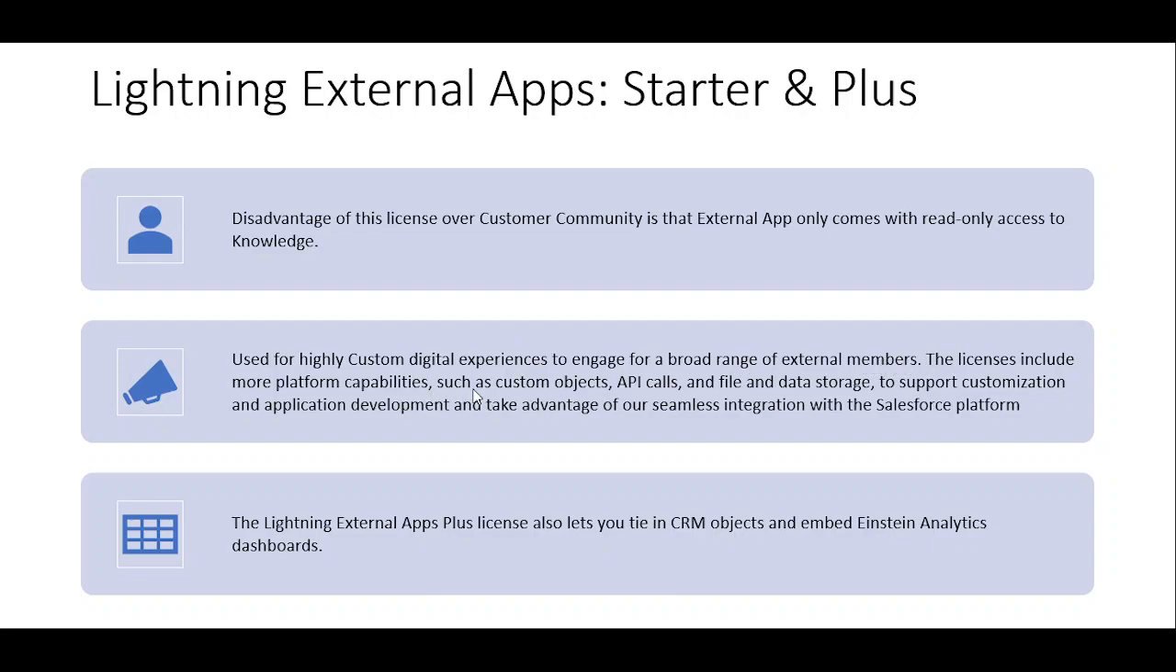The license includes more platform capabilities such as custom object, API calls, file and data storage to support customization and application development and take advantage of seamless integration with the Salesforce platform. This is what I just told you in the previous slide: if you want to have more API calls, more data storage, and want to use a lot of custom objects, then go with the Lightning External App. Lightning External App Plus license also lets you tie in CRM object and embed Einstein Analytics dashboard. So this is something extra you get with Lightning External App Plus, which is Einstein Analytics dashboard.